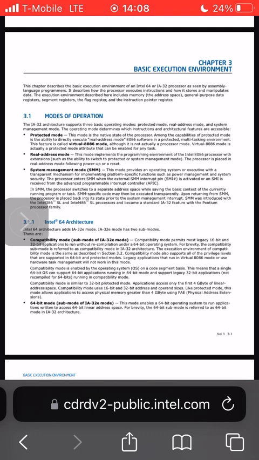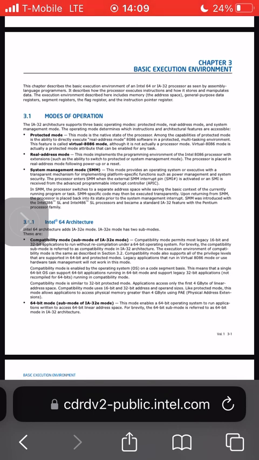Intel 64 architecture adds IA-32e mode. IA-32e mode has two submodes. These are: Compatibility Mode, a submode of IA-32e mode. Compatibility mode permits most legacy 16-bit and 32-bit applications to run without recompilation under a 64-bit operating system. For brevity, the compatibility submode is referred to as compatibility mode in IA-32 architecture.